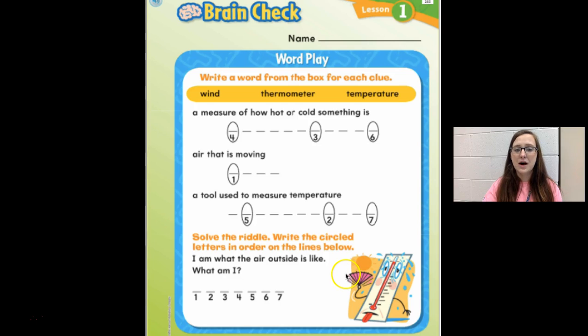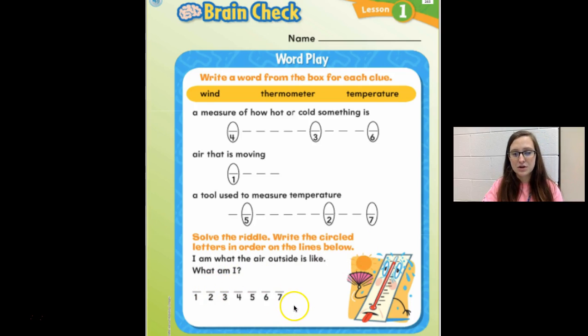Now down at the bottom, it says solve the riddle. Write the circled letters in order on the lines below. I am what the air outside is like. What am I? To figure out the clue, you're going to look up here. Here's number 1. You're going to look to see what letter you wrote on this line that says number 1 and write it right here. Then you're going to go up to the top and find number 2 and see what letter you wrote there and write it on the number 2 line at the bottom.